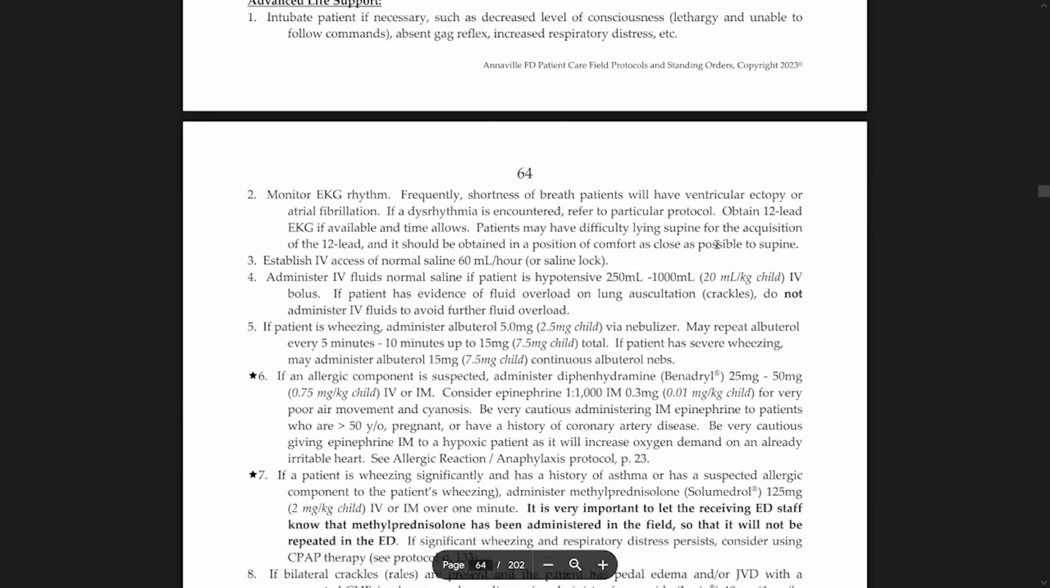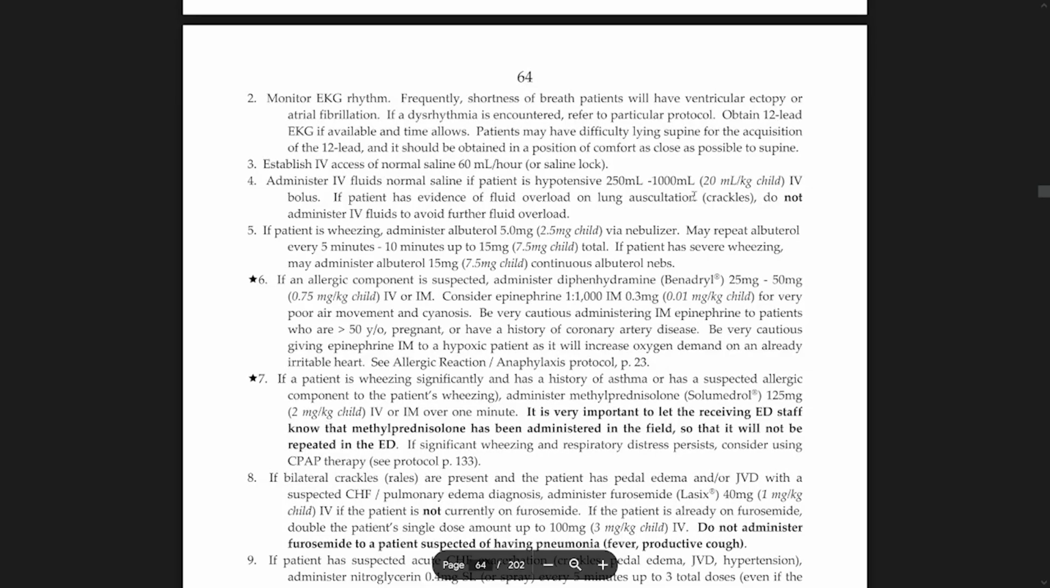You want to monitor an EKG rhythm. Frequently, shortness of breath patients will have a ventricular ectopy or AFib. If a dysrhythmia is encountered, refer to the particular protocol. Obtain a 12 lead if time allows, and also consider putting the patient in a position of comfort, as close to supine as possible.